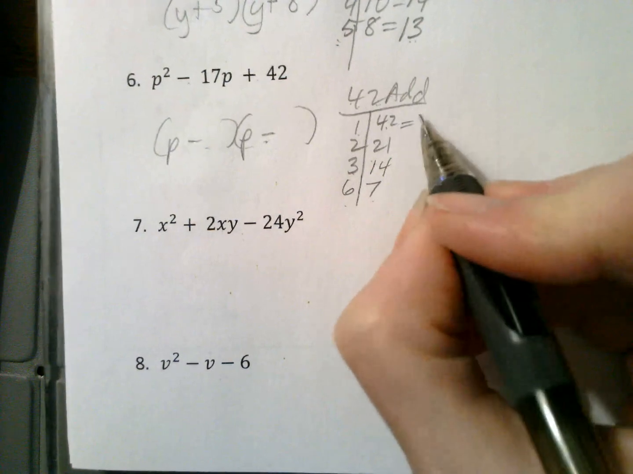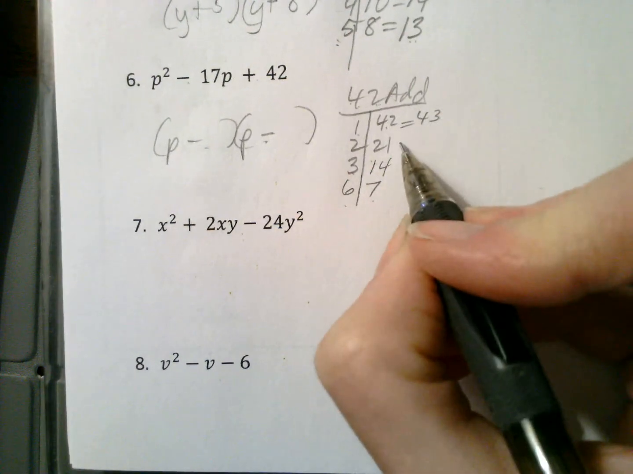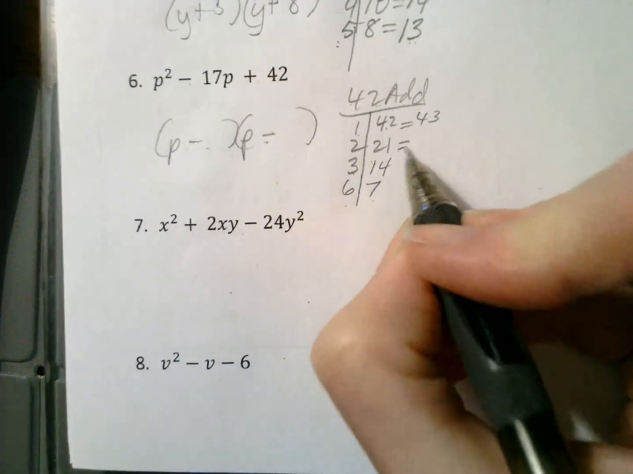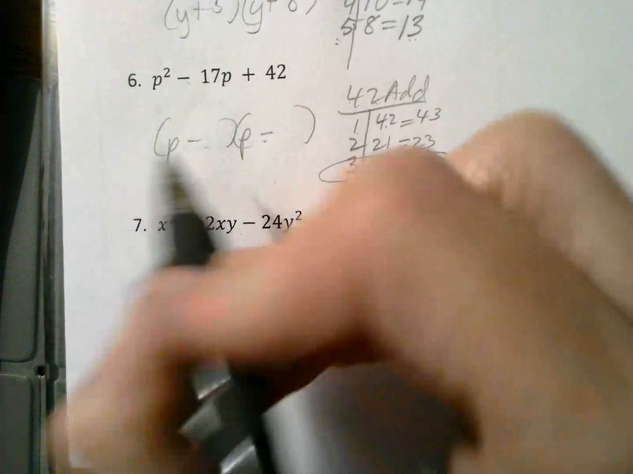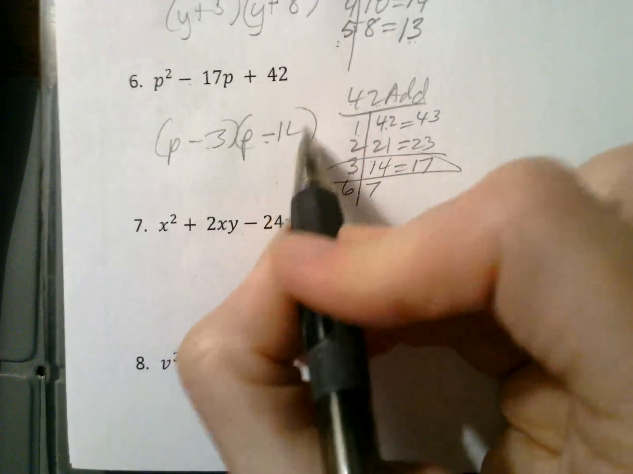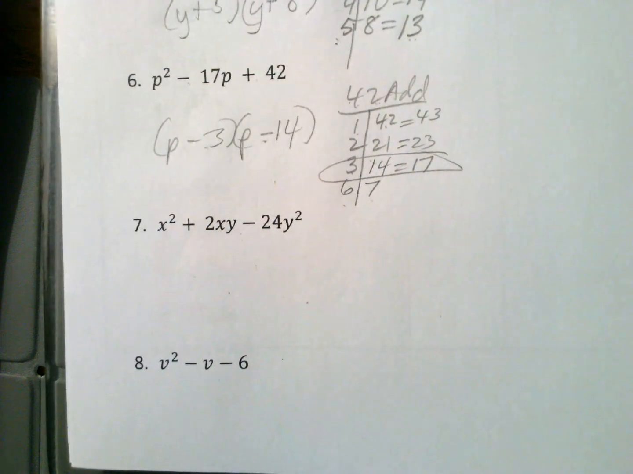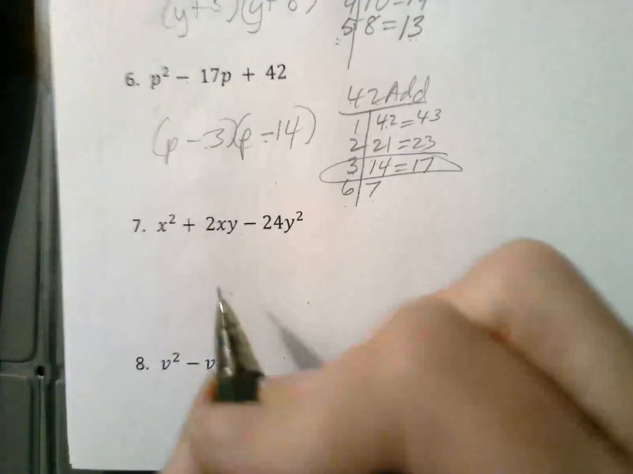And remember, we're adding. So 3, 14, here we are, 17. So 3 and a 14. Okay, it's a good method.